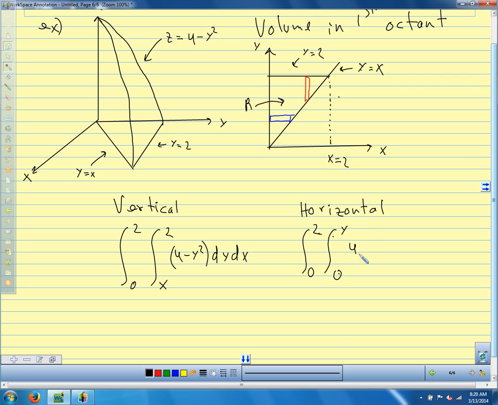And we get our function 4 minus y squared dx dy. And that one should be easy to evaluate also. Either one of these should be easy. We end up with just polynomials. All right, questions on that example?